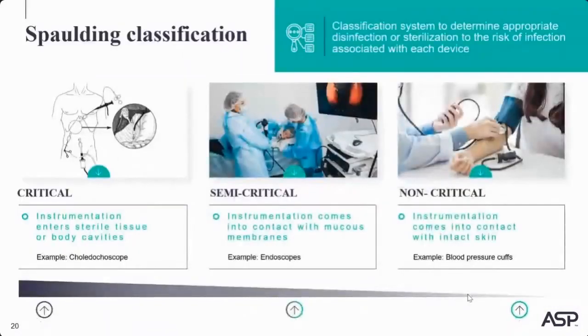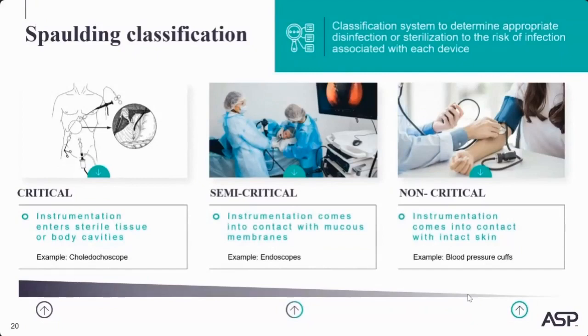I'm not sure if you're familiar with Spaulding, but Spaulding was a physician who in the 60s identified how devices should be reprocessed. And he decided this based on the risk of infection that it may cause. Spaulding placed devices into three categories: critical, semi-critical, and non-critical. Critical devices are those devices that enter tissue or body cavities. An example is a cholecystoscope or biopsy forceps. Sterilization is the minimum that these devices can be used for reprocessing.